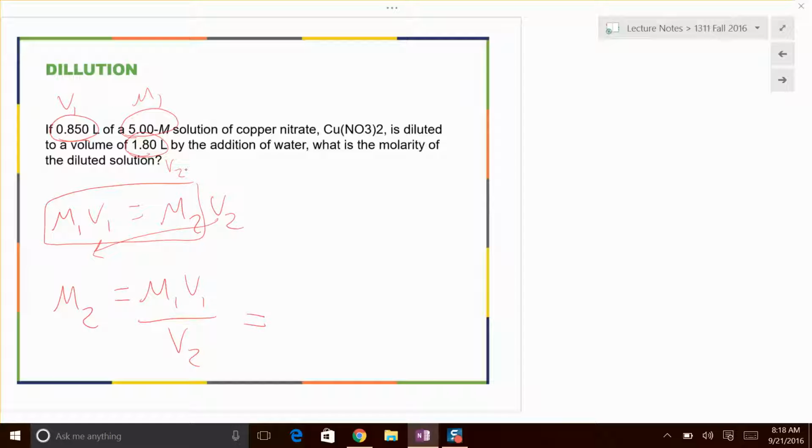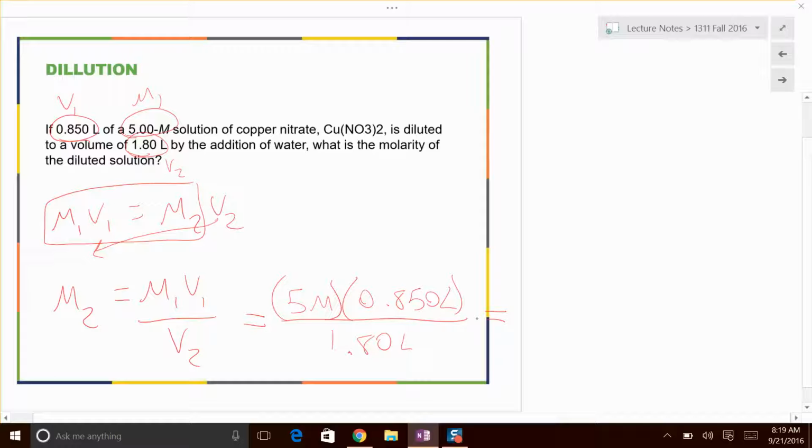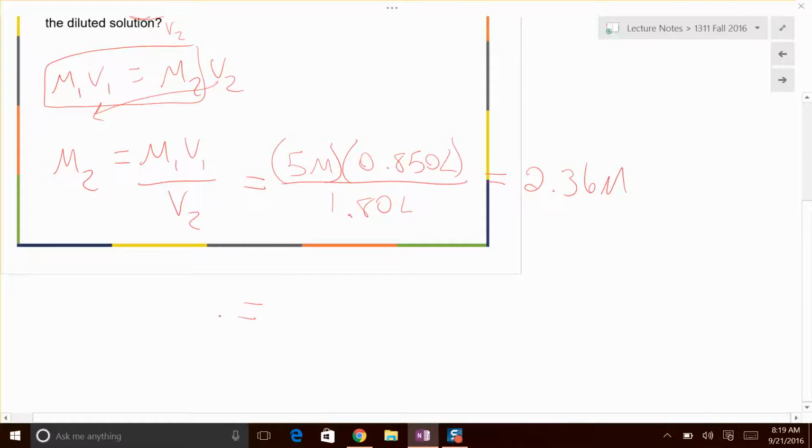Okay? So here I have the molarity to be 5 molar times 0.85 liters divided by 1.80 liters. And this is going to equal my new molarity, which is what? Okay, 2.36. Now let's suppose it was in milliliters instead of liters. 5 molar times 850 milliliters divided by 1,800 milliliters.